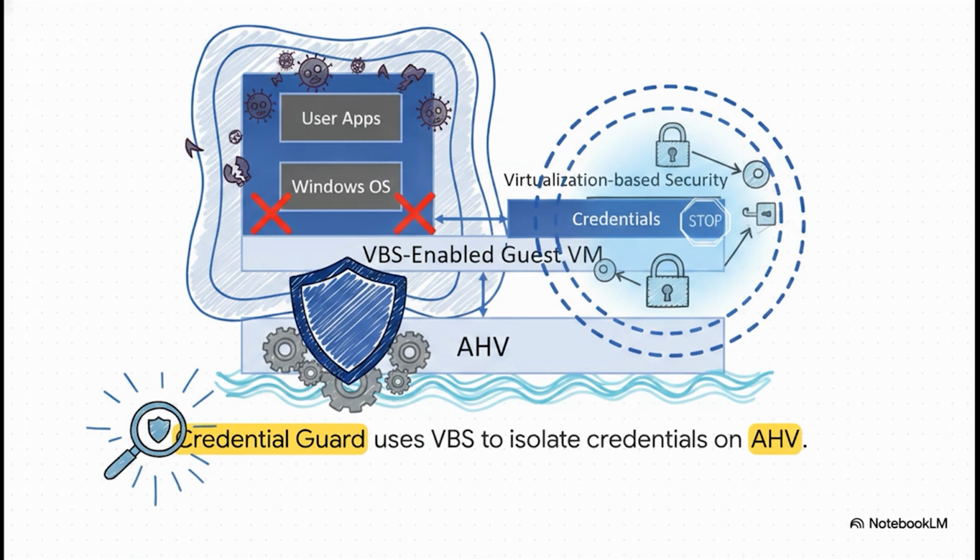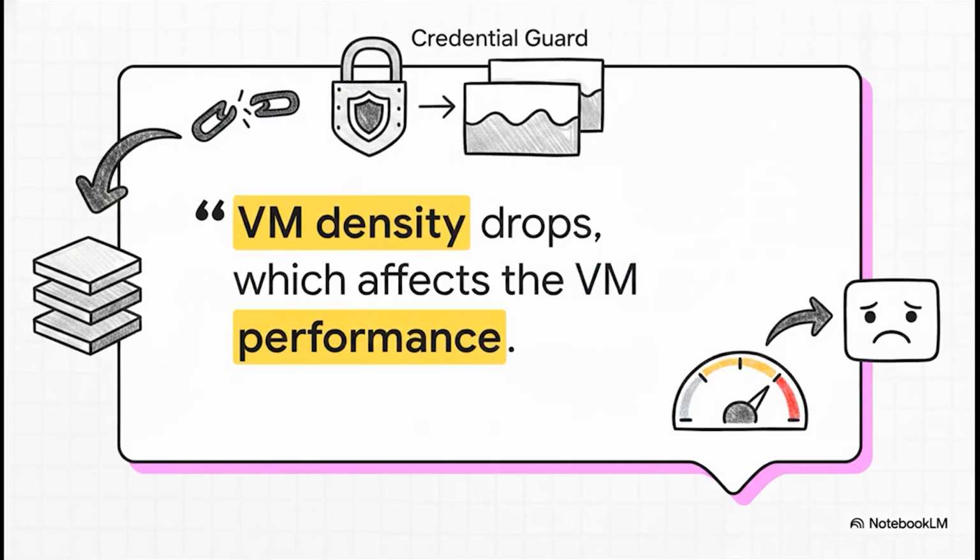Even if advanced malware heavily compromises the standard Windows OS, it physically cannot cross that virtualization boundary to access the isolated VBS module and steal the hashes. It's brilliant. Okay, I need everyone to pause and pay close attention here, because this specific caution is one of the most critical concepts for the exam.